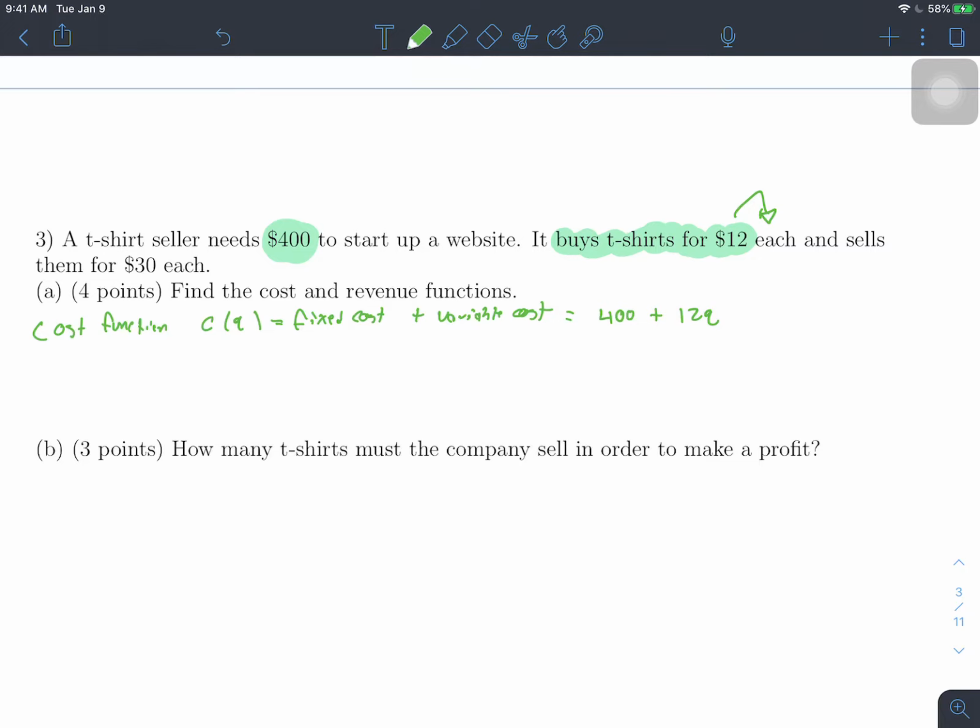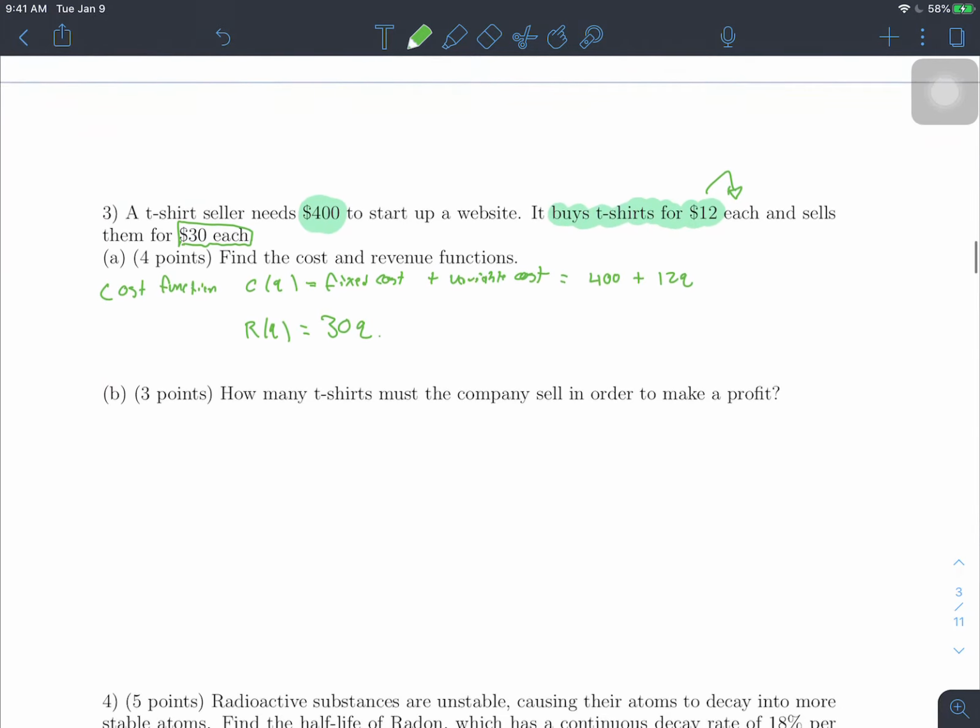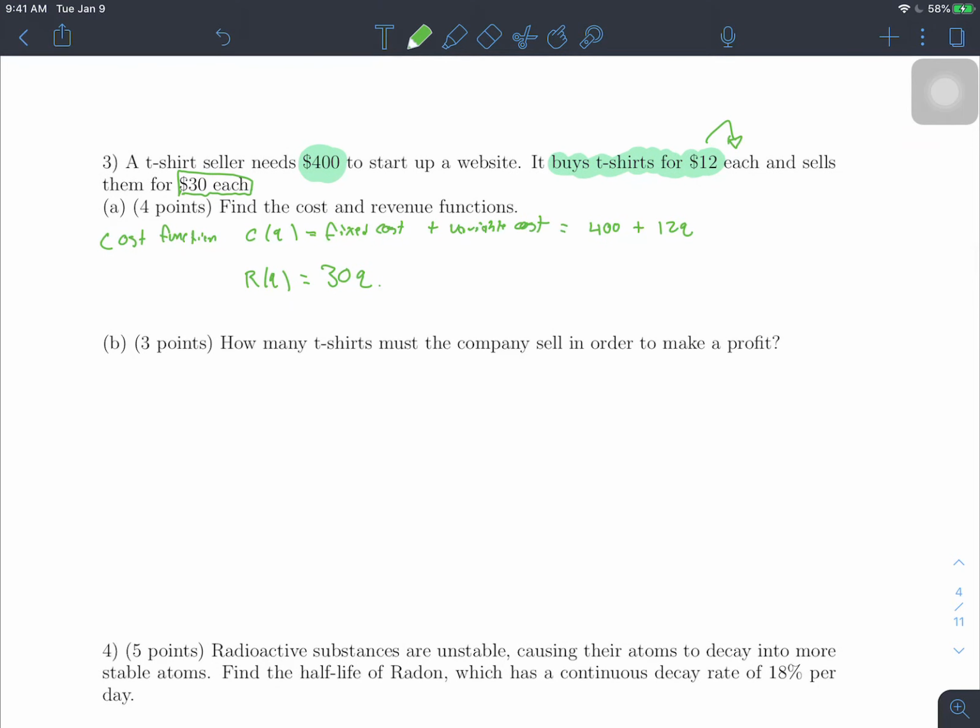Okay, and then the revenue function, R of q. Well, the only revenue we're going to get is going to be variable in a sense, right? Because revenue is going to be strictly tied to the number of t-shirts that we're selling, and it's going to correspond to the amount of money which we are selling. It's going to be equal to 30q. Okay, so we have our cost function, we have our revenue function, and now we can go ahead and answer part B, which is asking us how many t-shirts do we need to sell in order to make a profit.